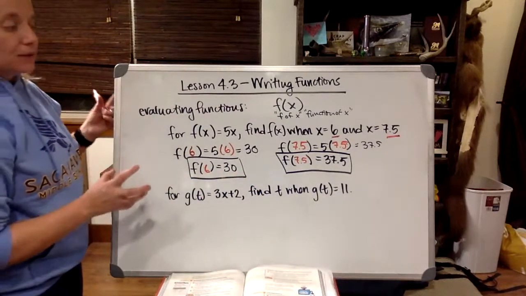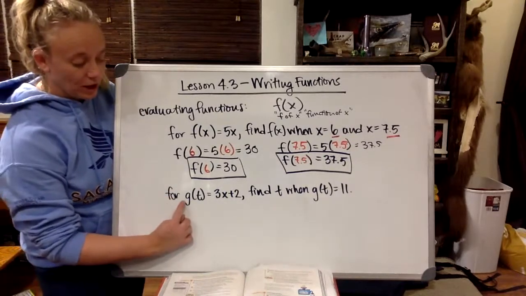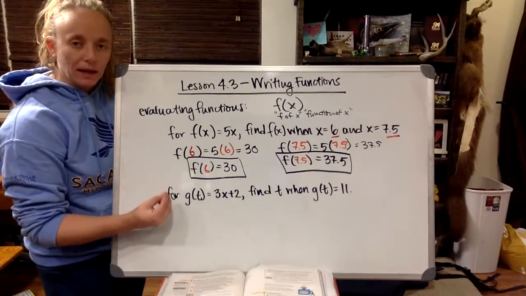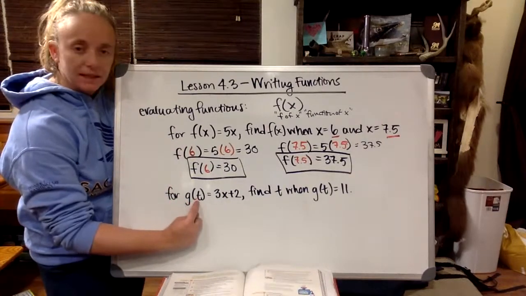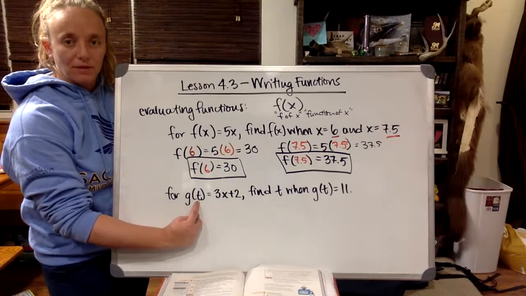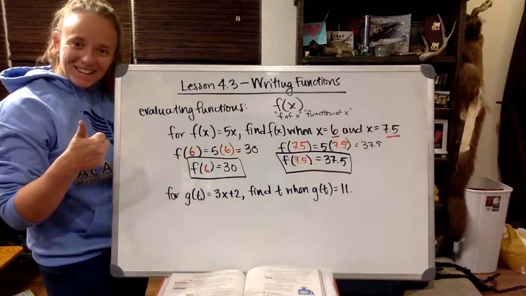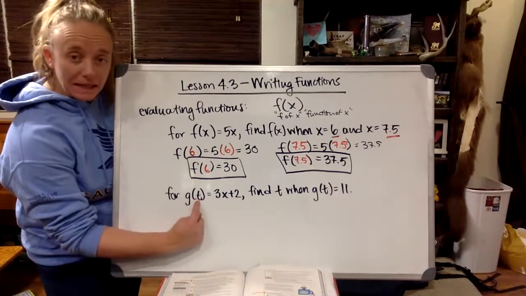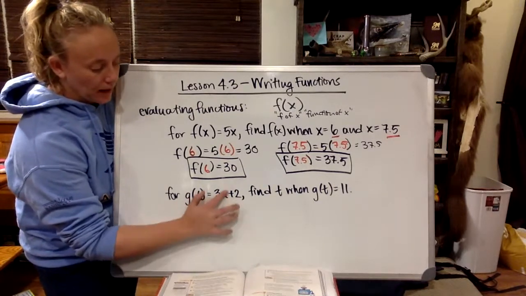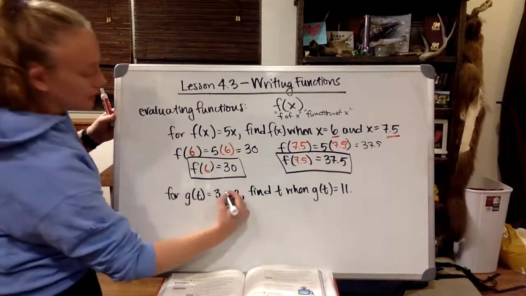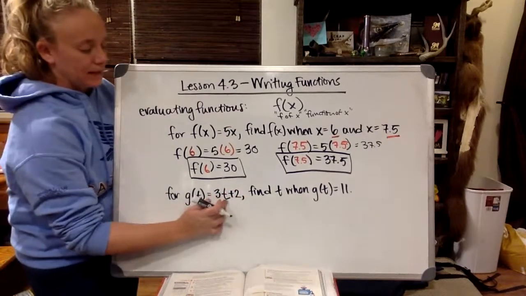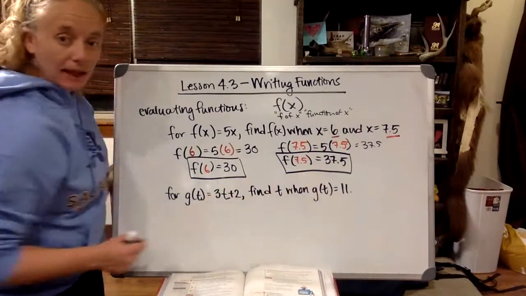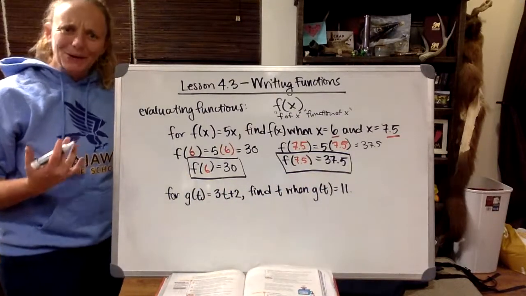So now we have this next one for g of t, a new function. This function not only has a different name, but its independent variable is going to be described differently. Is that okay? Of course it is, because math is confusing like that. So for g of t equals 3t plus 2, and this should say t, sorry, find t when g of t is 11. Ooh, this is so tricky.